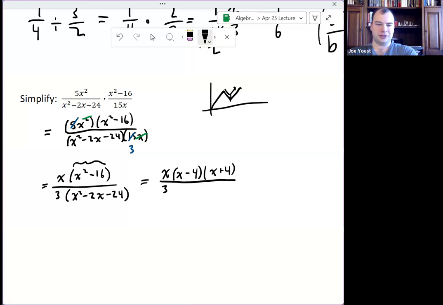Looking at my denominator, I have x squared minus 2x minus 24. And again, I could start from first principles and factor this. But remember what I mentioned last time, especially if you're on an exam, there's an element of test taking strategy.